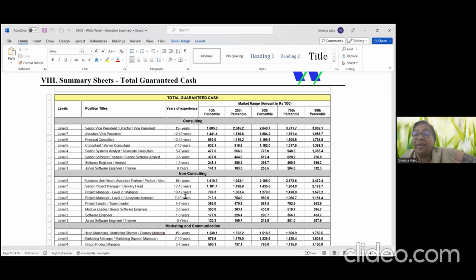Are you able to decipher and position yourself, saying that, hey, vis-a-vis the market I'm paying less than the 75th percentile? You can actually calculate it, even 60, 65, etc. So less than the market. For example, a principal consultant in the consulting function is getting about, say, 12 lakhs.